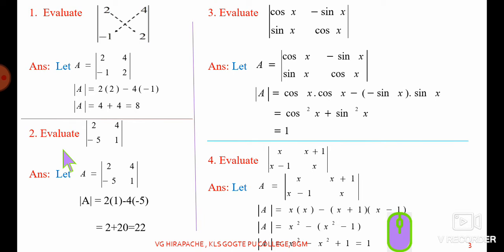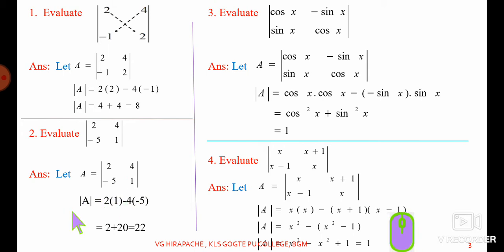My dear students, let me solve the second example. Simplify or evaluate the determinant, which is of second order again. The first row elements are 2, 4. Second row elements are minus 5, 1. Let determinant of A be the determinant with first row 2, 4 and second row minus 5, 1.